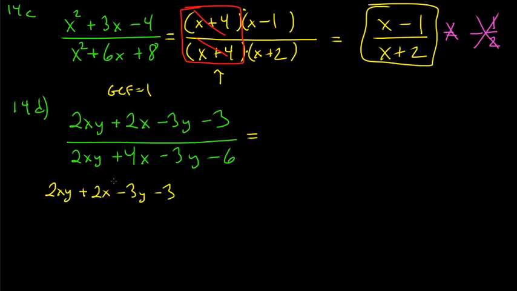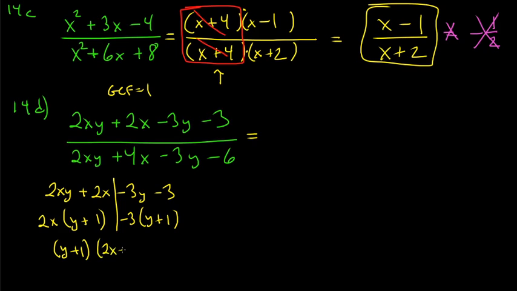Remember how grouping works? Because you have 4 terms, you split it up into 2 and 2. So for the first 2 terms, you can factor out the 2x, so 2x times y plus 1. And then for the last 2 terms, you factor out the negative 3, so it's negative 3 times y plus 1. So you can factor out the y plus 1 and multiply by 2x minus 3. So that's the numerator, y plus 1 times 2x minus 3.